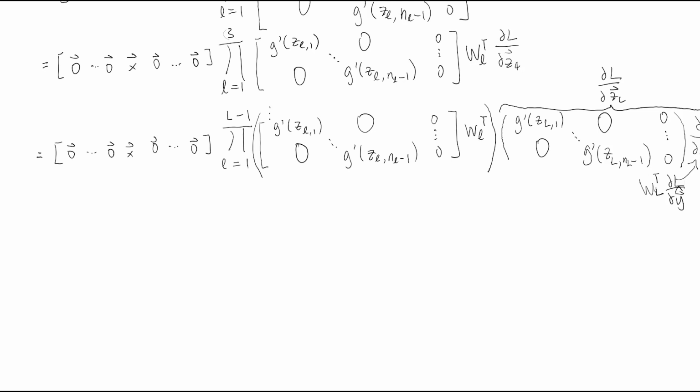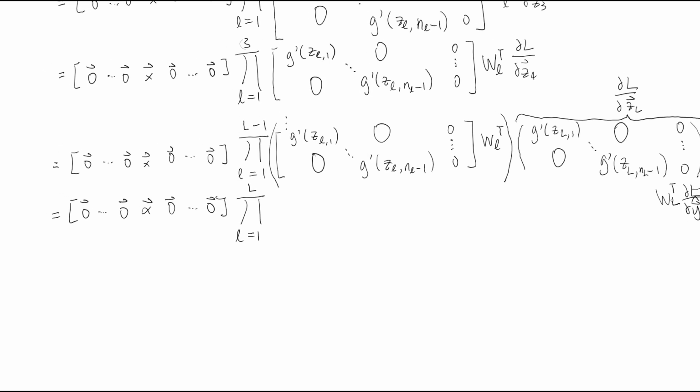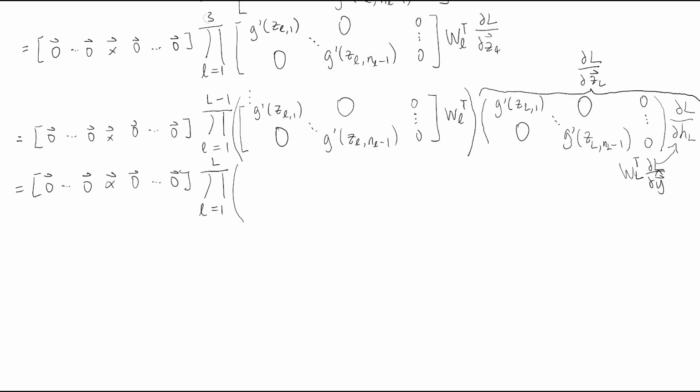Okay, so one more time. This time the product goes from L equals 1 to capital L of this G prime diagonal matrix.